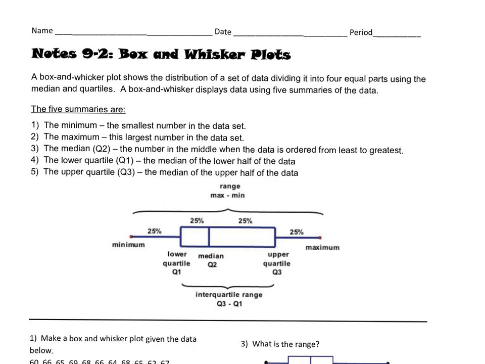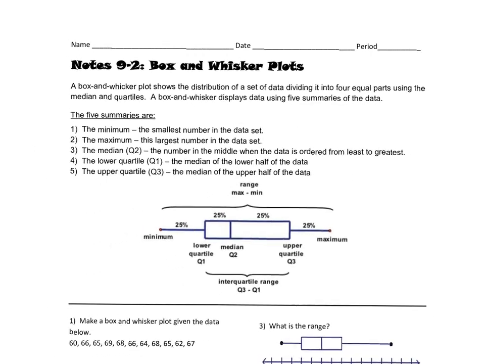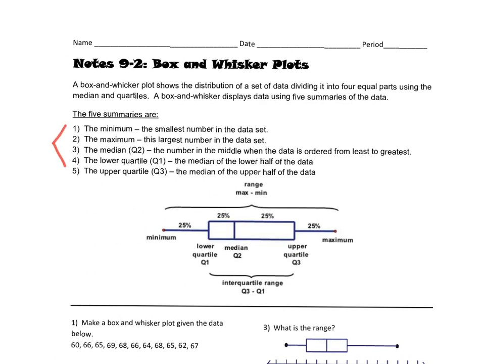Okay, so box and whisker plots. Remember, it's talking about these 5 different vocab words from yesterday. The only thing we didn't talk about: the lower quartile is the median of the lower half of data, and the upper quartile is the median of the upper half of data. So we're going to break it down, and I'm going to show you how to do it.